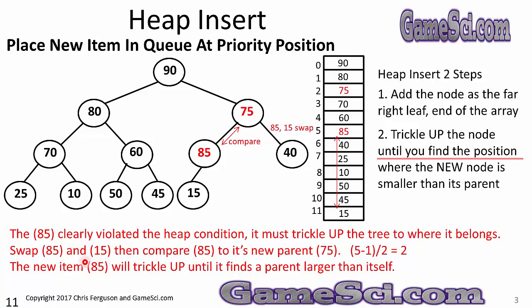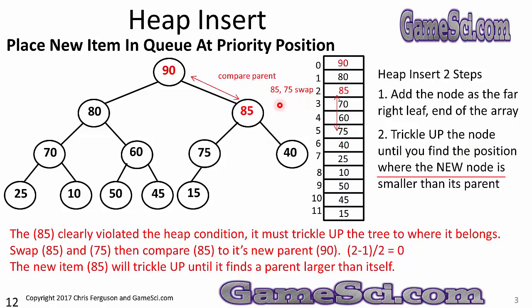We swapped 85 and 15 first, then we compare 85 to its new parent 75. The math is easy. 85 is in slot 5 or index 5. 5 minus 1 divided by 2 is 2. We need to compare slot 5 to slot 2. The new item 85 will trickle up until it finds a parent larger than itself.